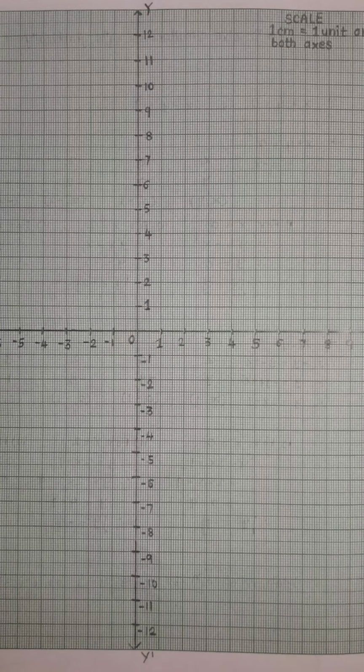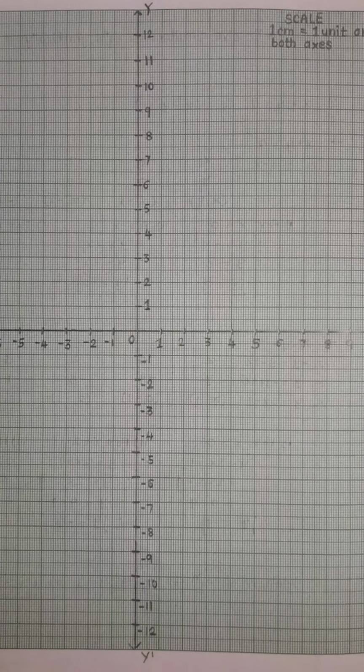ordered pair. The first ordered pair, that is the first point, is (0, 6). The x coordinate is 0 and the y coordinate is 6. Therefore we have to find 0 on the x axis, and on the y axis we have to observe the 6. This is the 6. Therefore this point is (0, 6). We have to write the coordinates here: x coordinate is 0 and y coordinate is 6.